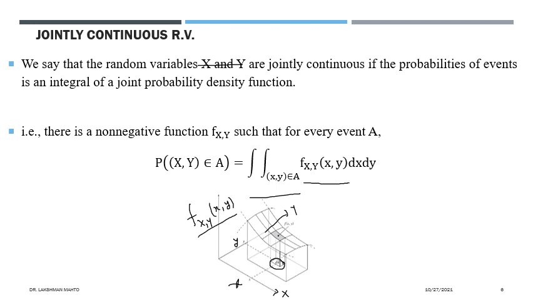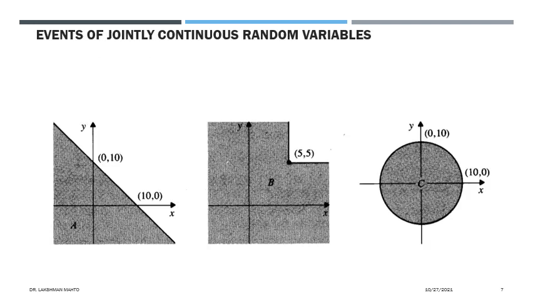What is the probability of this one? The probability here is equivalent to this volume. It is the volumetric measure. Geometrically, you can visualize this probability as equal to this volume. So we'll see various types of events in the case of jointly continuous random variables.